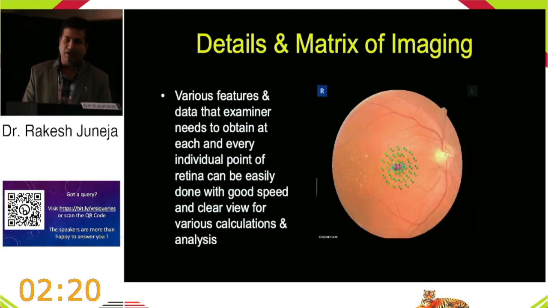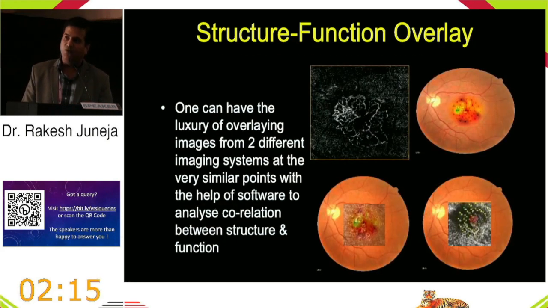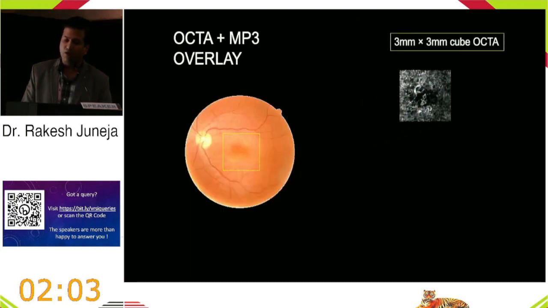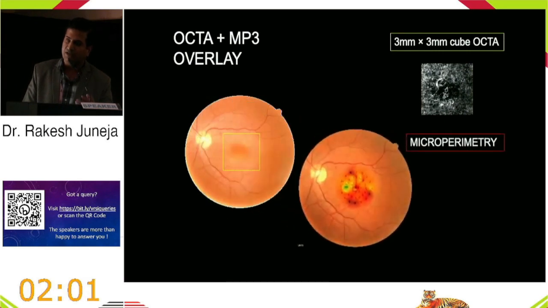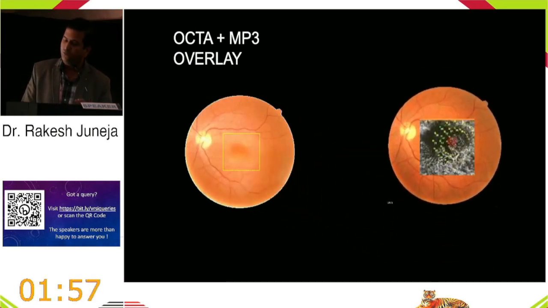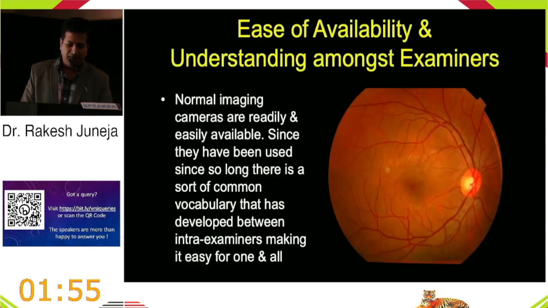Obviously, it tends to increase your duration of the imaging, which is reduced when taking from the normal camera. You cannot have all the metrics and functions available, which can be done with the help of a normal small camera. You can overlay the structure with the function, like you have the structural data, and you can have various tools like microperimetry where you can club those and know what function is actually going on. Like I am able to club the structure of the OCT angio with the functional tool that is microperimetry, and I can know at which point what function is actually seen, which was not possible with the ultra wide field.